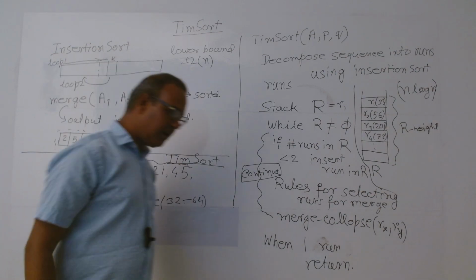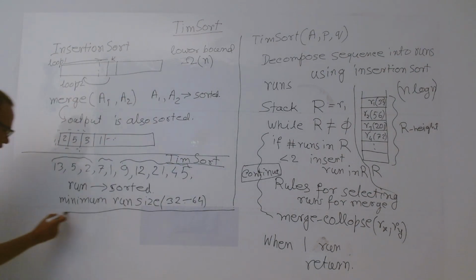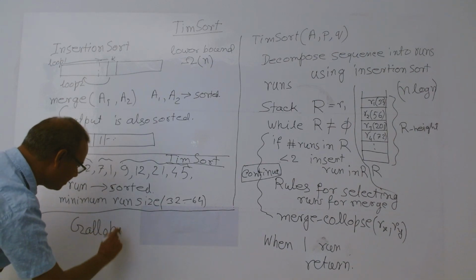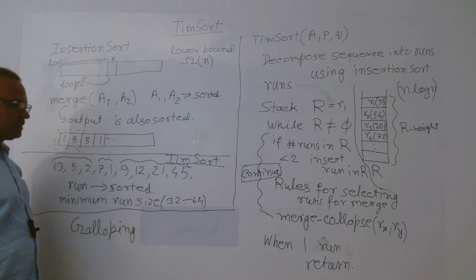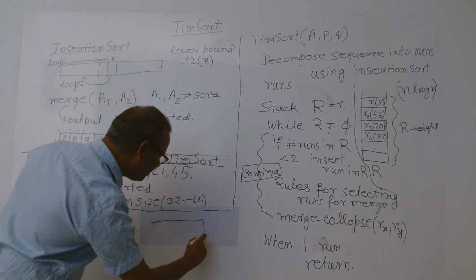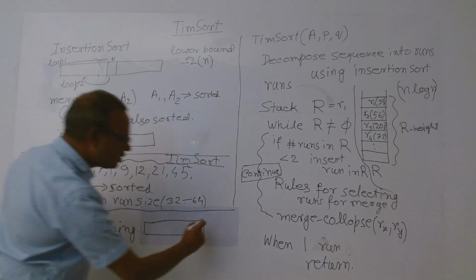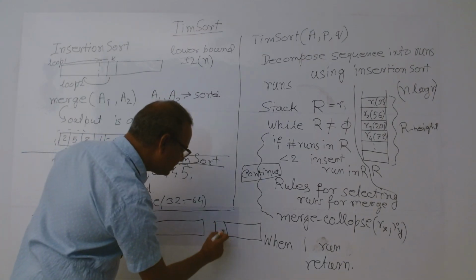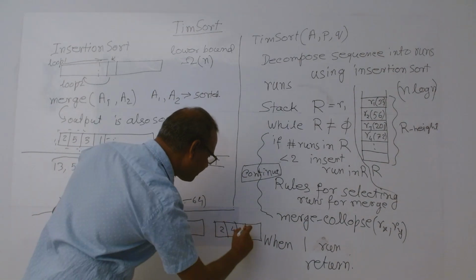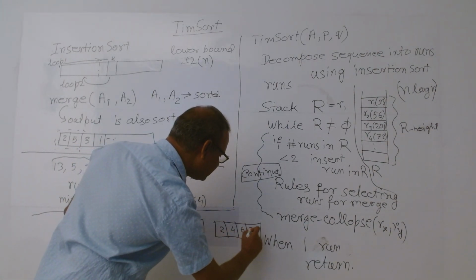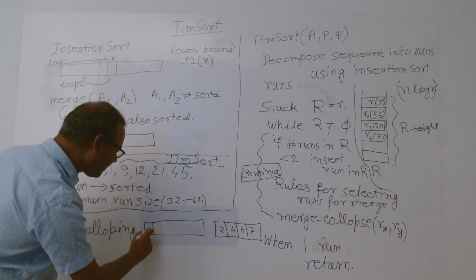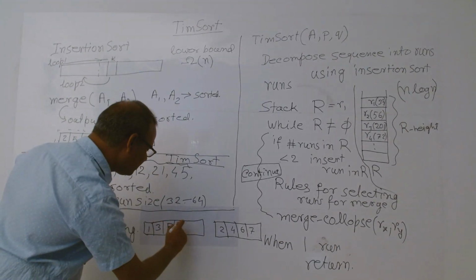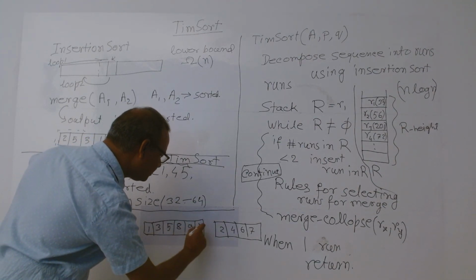Now there are some more concepts which we can use in normal merge sort as well. One is galloping. Let's take an example. When we are merging two subarrays into a single array, let's say this subarray is 2, 4, 6, 10, 7, and this subarray is 1, 3, 5, and then 8, 9, 10.